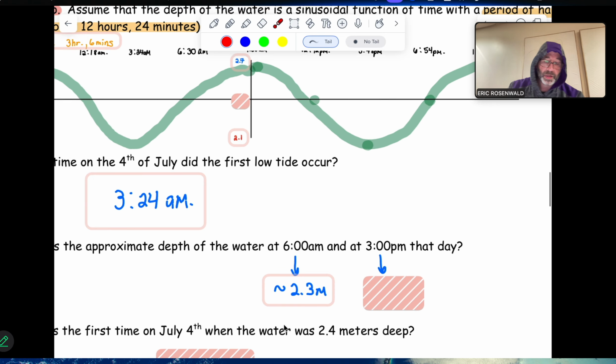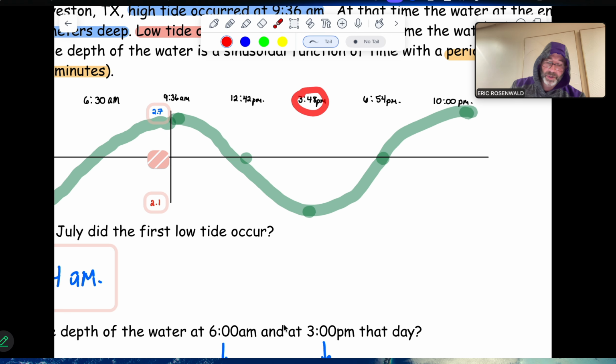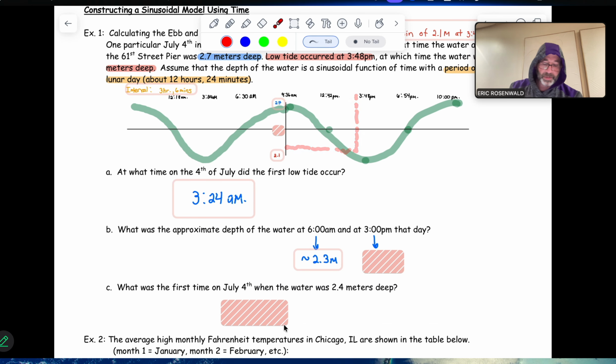At 3 p.m., let's look at this. If this is 3:48, which is right here, 3 p.m. is going to be just before it. It's going to be down here. And if I come back to it, it's going to be right here. And that's going to be just a little bit above 2.1, which means we're going to be at about 2.2 meters.